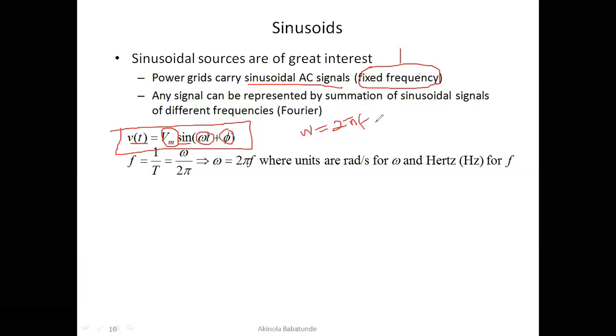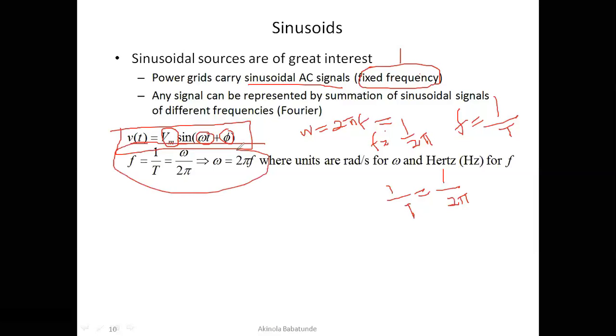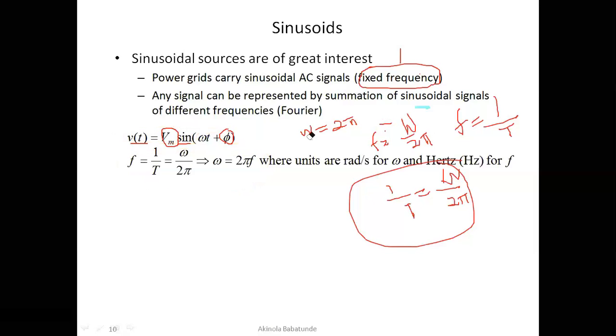From here we can say that f is equal to W over 2 pi. We also know that f is equal to the inverse of the period. We have been taught this, so let's just remind ourselves. f is the inverse of the period, so 1 over the period T is the same thing as W over 2 pi. Please keep this in mind, because we're going to use it as we go on.